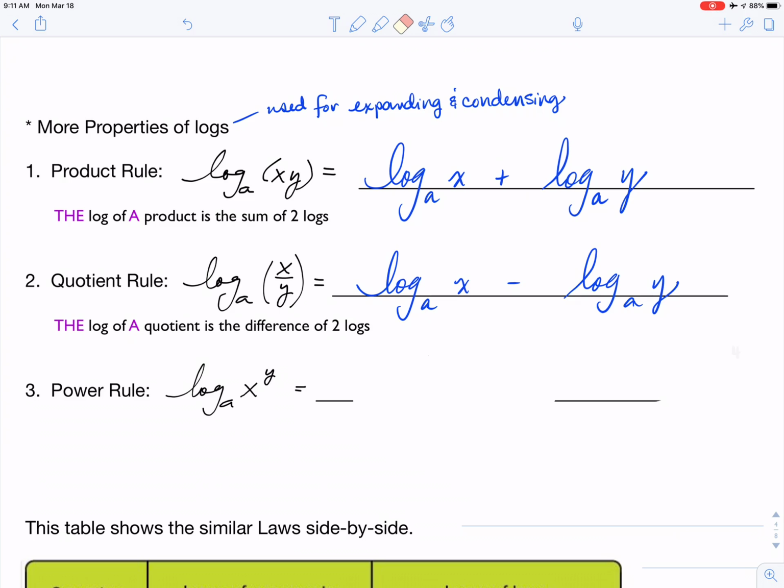The third rule is the power rule. And the power rule says when you have the log of x raised to a power, you can take your power out front and multiply it. And so what you have here is that you've got the power y is now going to be multiplied by the log base a of x.